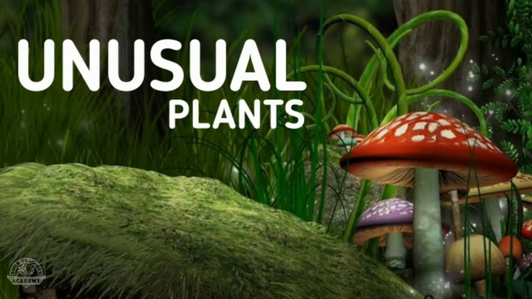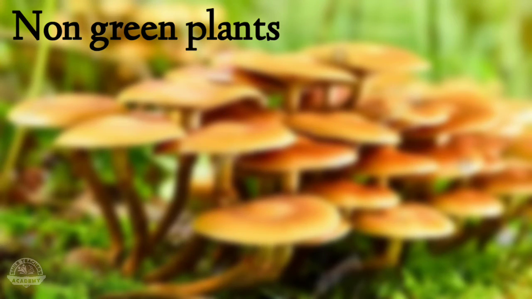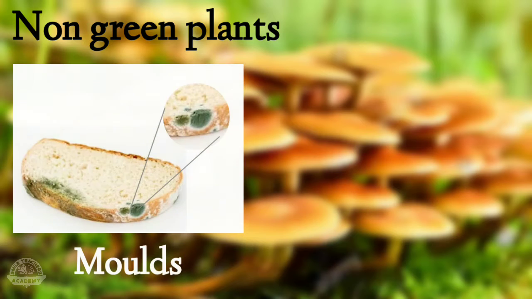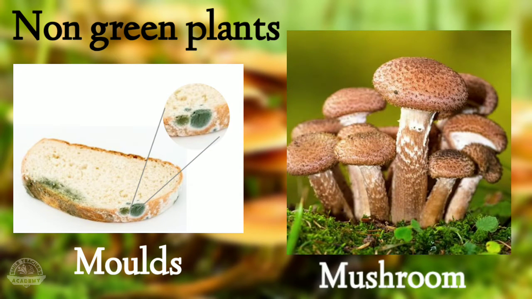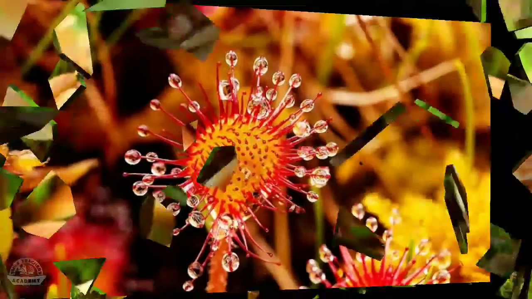Next, we move on to some unusual plants. Non-green plants. Molds and mushrooms are non-green plants. They do not have chlorophyll, so they cannot make their own food. They get their food from dead and decaying plants and animals.